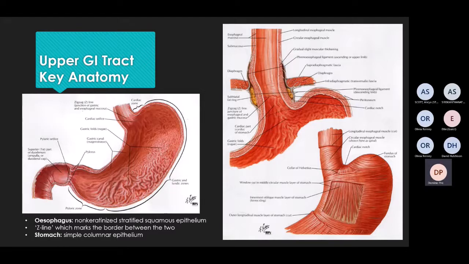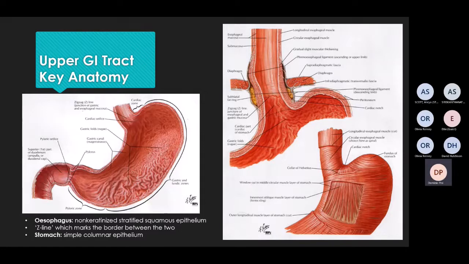Now, if I can draw your attention to the junction, or the border, between the smooth esophagus and the wrinkly stomach, where it goes from pink to sort of a rich flamingo pink, there's a zigzag line, which is referred to as the Z line, which demarcates the lower esophageal sphincter. This sphincter is very relevant to GORD, and we'll touch on that a little bit more later.